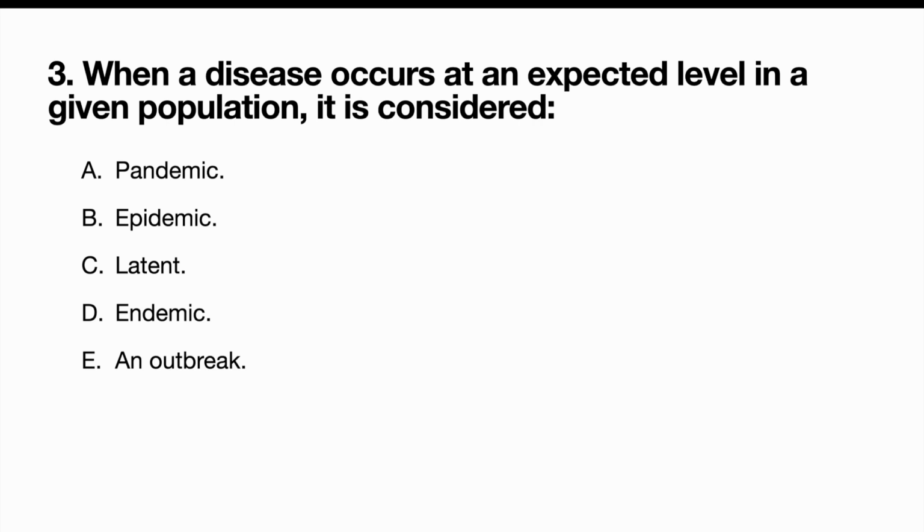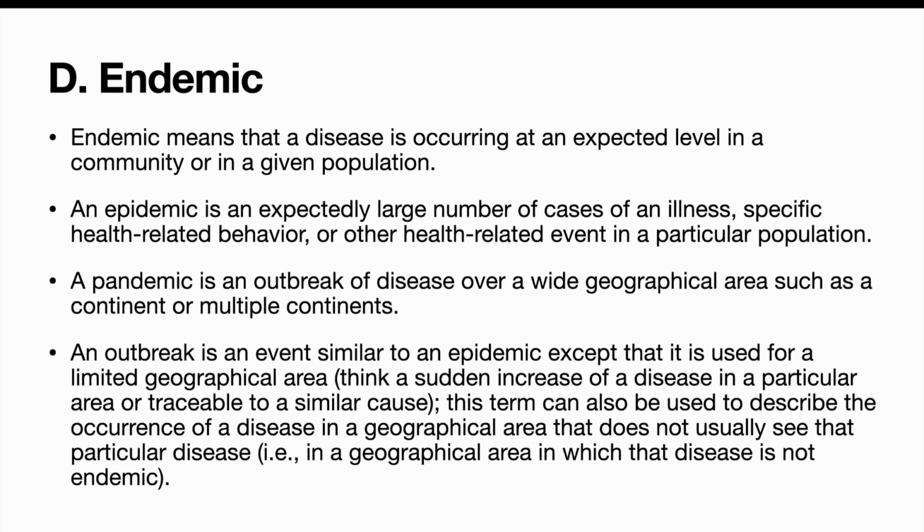Third question. When a disease occurs at an expected level in a given population, it is considered pandemic, epidemic, latent, endemic, or an outbreak. It is considered endemic. Remember, endemic means that a disease is occurring at an expected level in a community or in a given population.